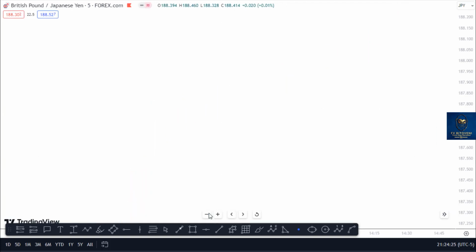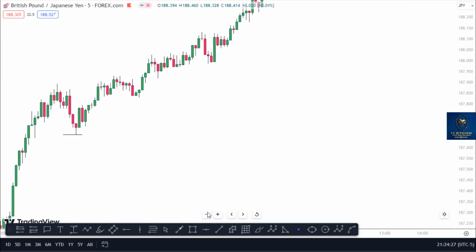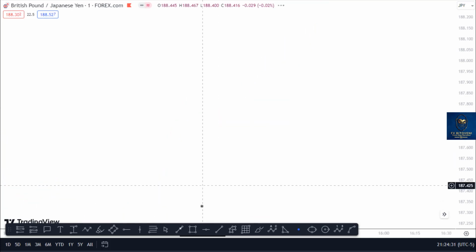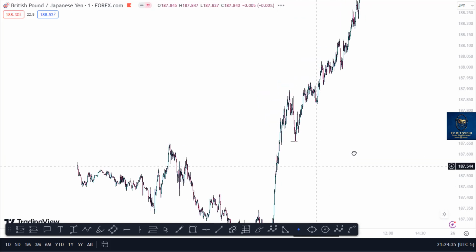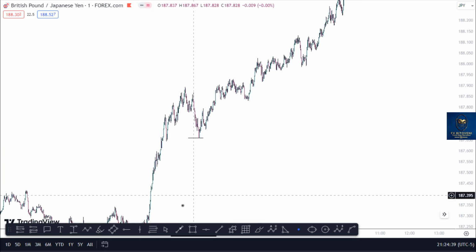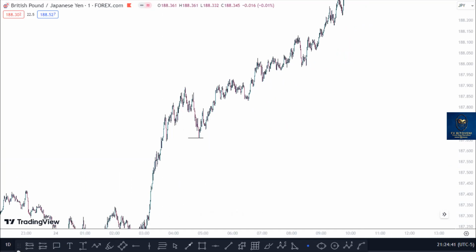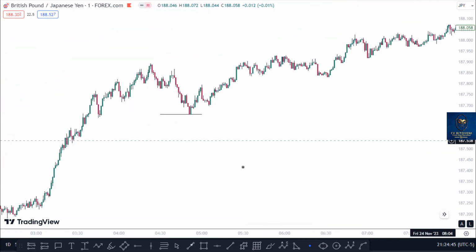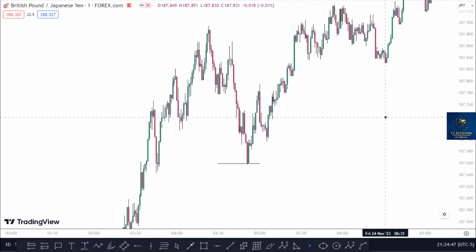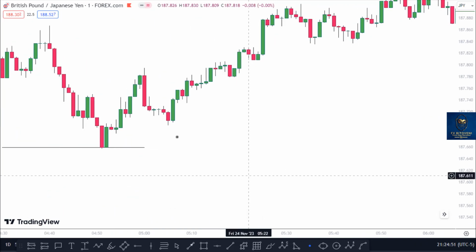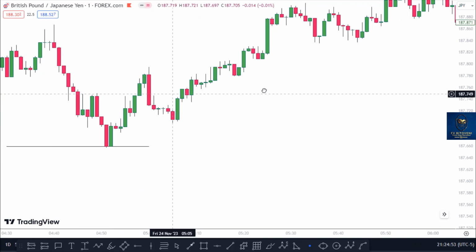5 minutes, 1 minute, and then I find my range, the interbank range, the institutional range. You get an idea. You see, a bit more powerful.